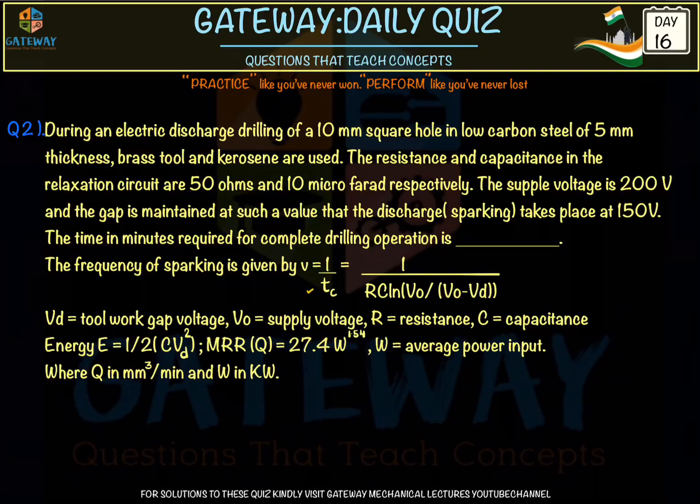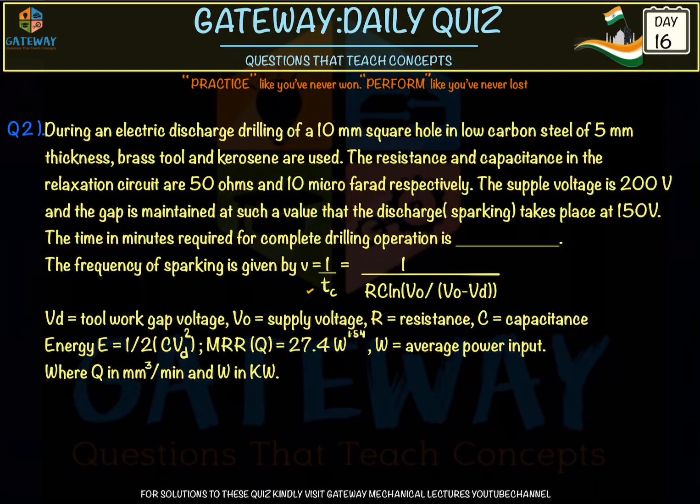And here the Tc equation was given. Tc is equal to 1 by RC natural logarithm of V0 upon V0 minus Vd. And also here the Vd is called as the tool gap voltage, nothing but the discharge voltage, and V0 is called the supply voltage, and R is the resistance, and C is the capacitance.